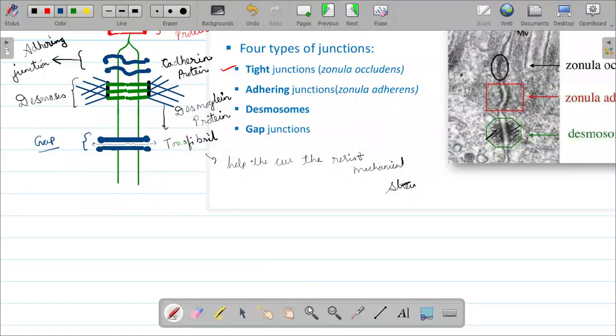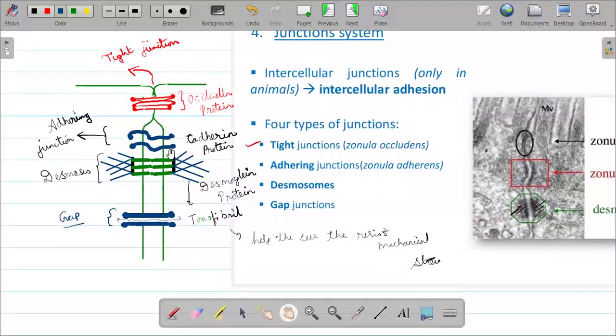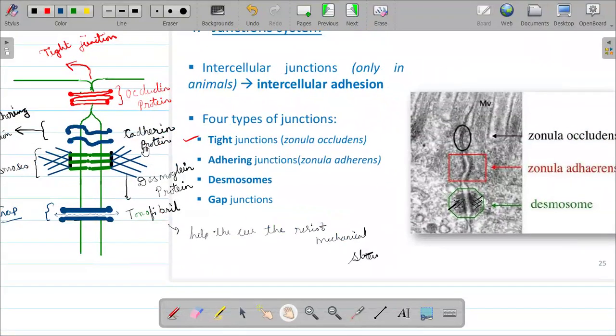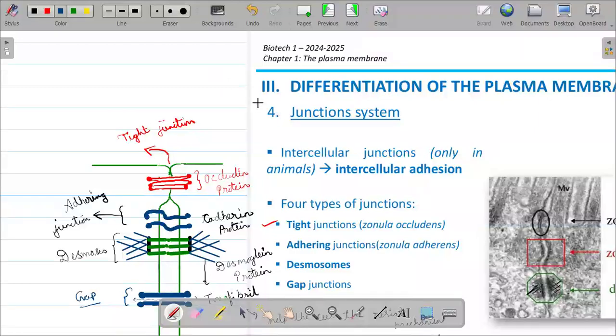So there are four important junctions: tight junction, adhering junction, desmosis, and gap junction. In Greek, zona means zones, occludens means tight, adherens means to join. Desmosis is actually a Latin word, and gap is an English word. Okay, ma? Yes, sir. It's very important. The junction systems are very important.